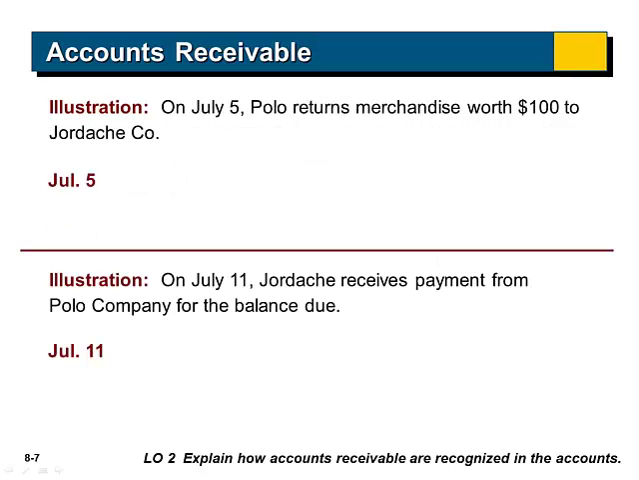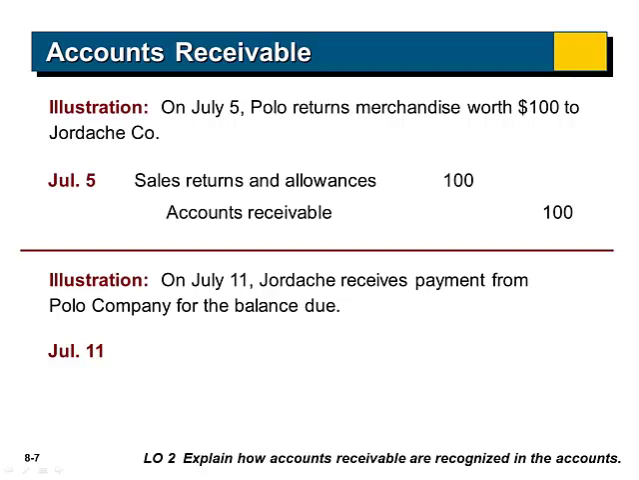As time goes on, on July 5th, a few days later, Polo returns merchandise worth $100 to Jordache Company. So on July 1st you sold $1,000 worth of stuff, and on July 5th they walk in and return some of it. Totally a normal part of business. We need to know how to record a sales return. Quite simply, you are removing those items out of accounts receivable because they no longer owe you that amount. They're handing you back that merchandise, so you need to reverse the previous sale, basically.